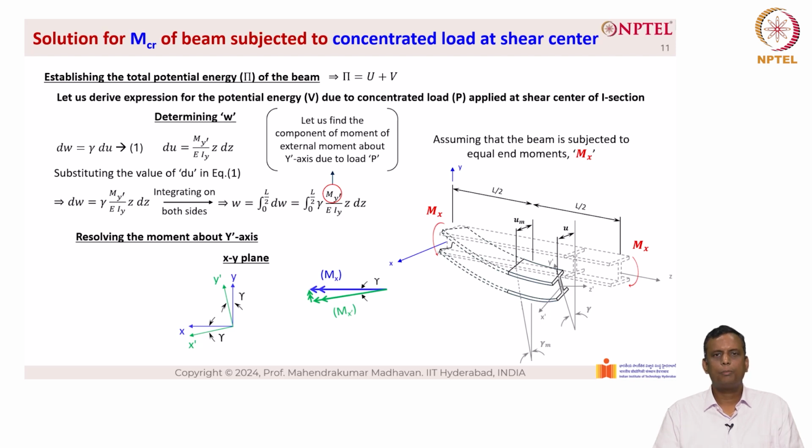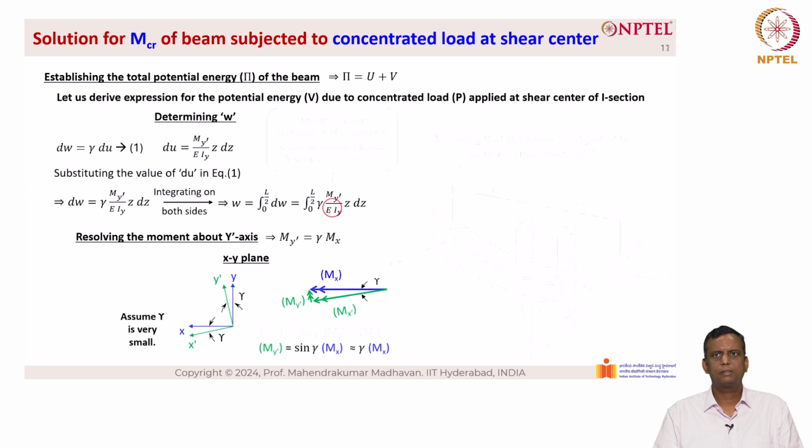Now resolving these components, we have Mx dash equal to cos gamma into Mx. Assuming that gamma is very small, we have cos gamma equal to 1, so this Mx dash becomes Mx. Similarly, My dash equals sin gamma into Mx, and for small values of gamma, this becomes gamma into Mx. Now we can substitute the value of My dash in the above equation, which means that My dash equals gamma into Mx.